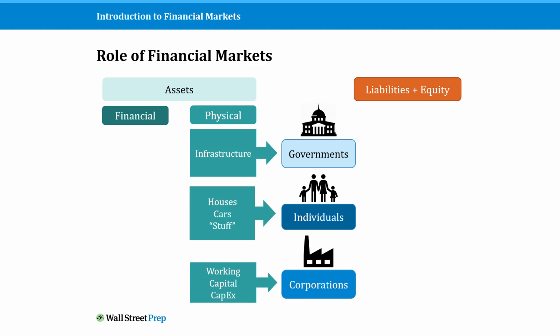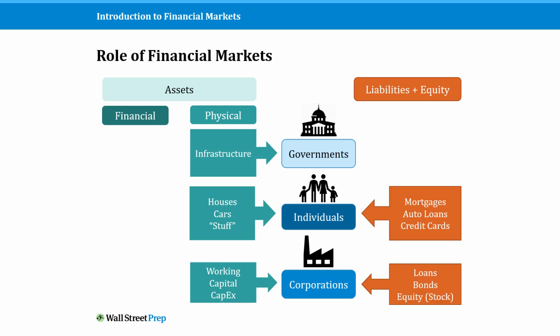So, how is this all financed? For individuals, we have mortgages on our house, auto loans on our cars, and credit cards for stuff like shoes. Companies use loans, bonds, and equity, which is just another word for stock, to finance their working capital and CapEx. Governments primarily use bonds, but they can also print money or currency to pay for their spending.